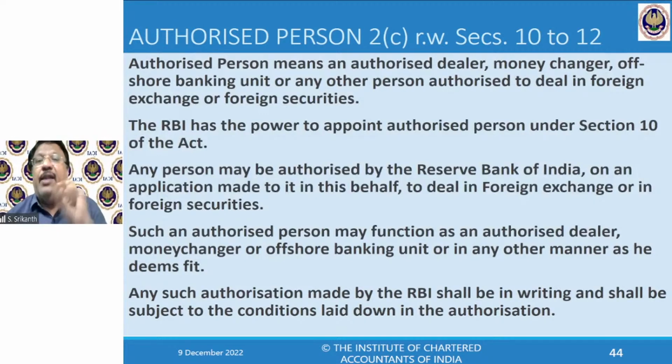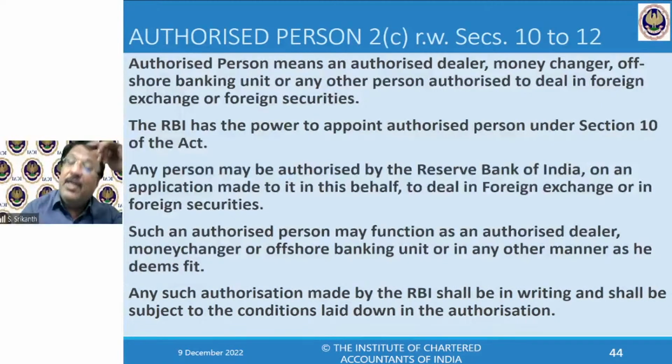An authorized dealer can deal in foreign exchange, which means an authorized dealer can accept a deposit designated in foreign exchange, can issue a letter of credit designated in foreign exchange, can issue a traveler's check designated in foreign exchange. Many things which a money changer cannot do. A money changer can simply buy and sell currency. They are usually a kind of service available to foreign travelers who come to India. So when they come to India with foreign currency, they can exchange it for Indian currency, which they can use during their stay in India.